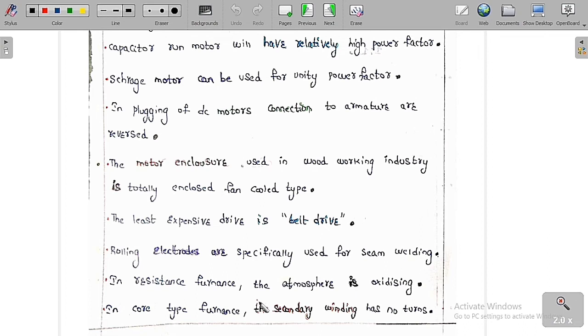Especially in the core type furnace, there are no secondary turns. So simply we can say that in the core type furnace, the secondary winding has no turns. This is one of the important things, and these are some of the important questions that are always asked in the machines course.